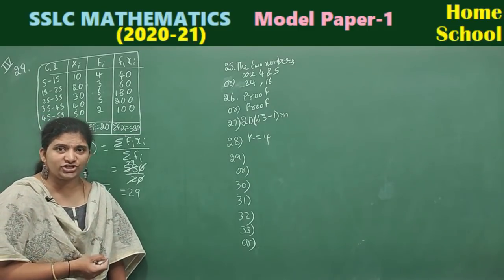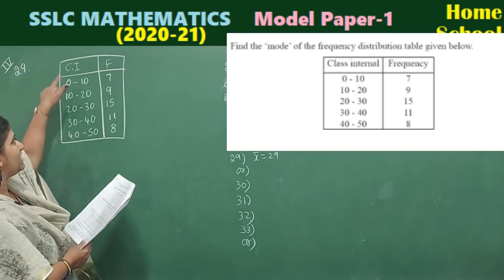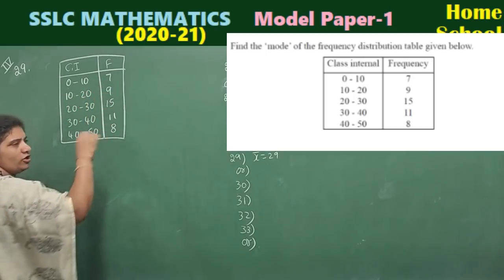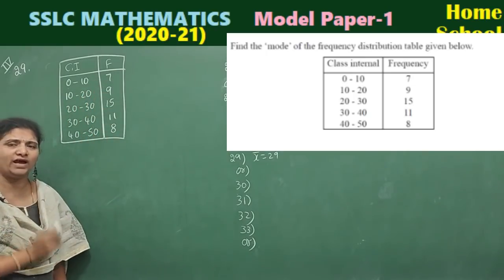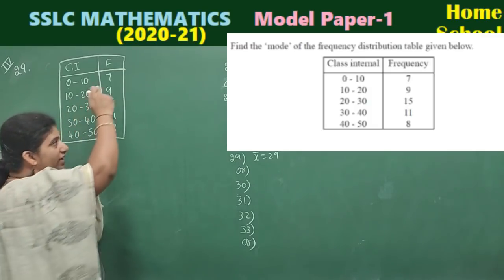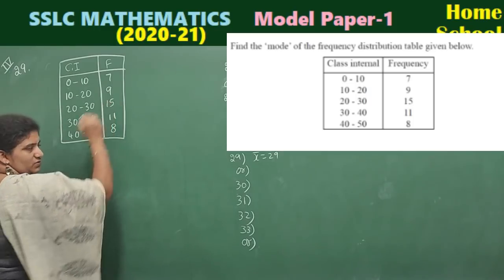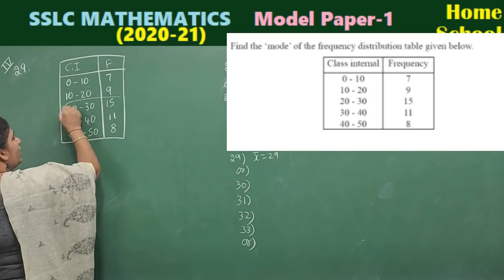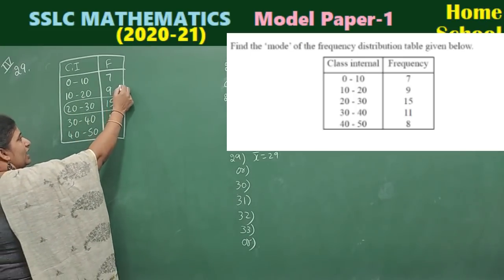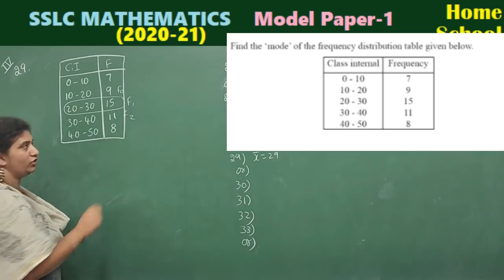You have one more OR question in it. Find the mode of the frequency distribution table given below. Class interval and frequency are given. Look here, 0 to 10, 7, and so on. How to find mode? Observe the highest frequency in the frequency column. See here, which is the highest frequency? Yes, this one, right? Try to identify the modal class. This is your modal class, and the one above is F0, F1, and this one will be F2.